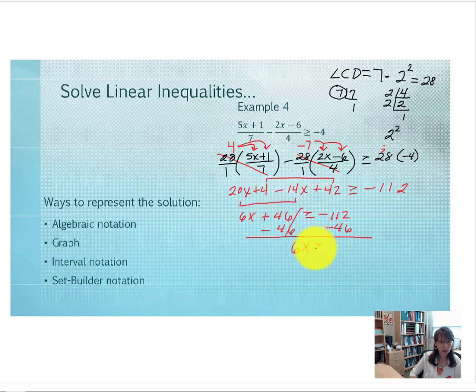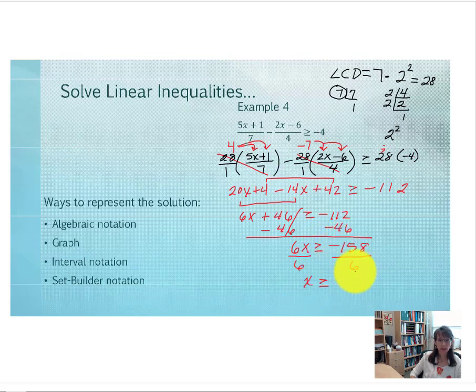We've got 6x is greater or equal to, and since both of these numbers are negative, we simply add them and include the negative. That looks like 158. So our final step now is to get x isolated by dividing by 6. Since 6 is a positive number, we keep the greater or equal. Do not reverse that symbol.